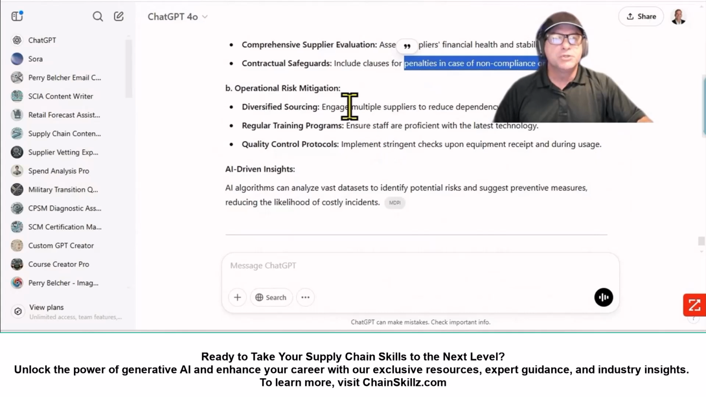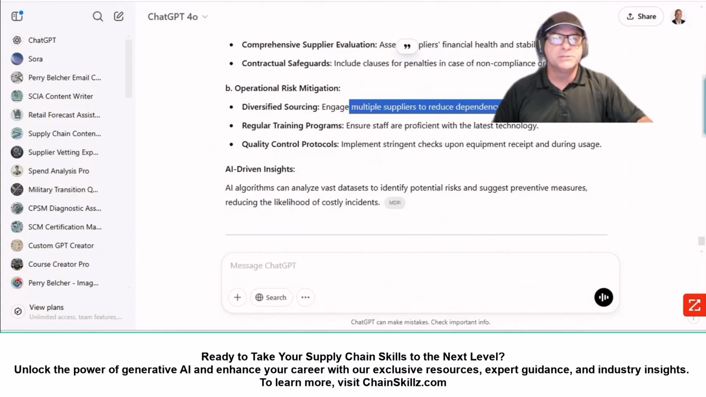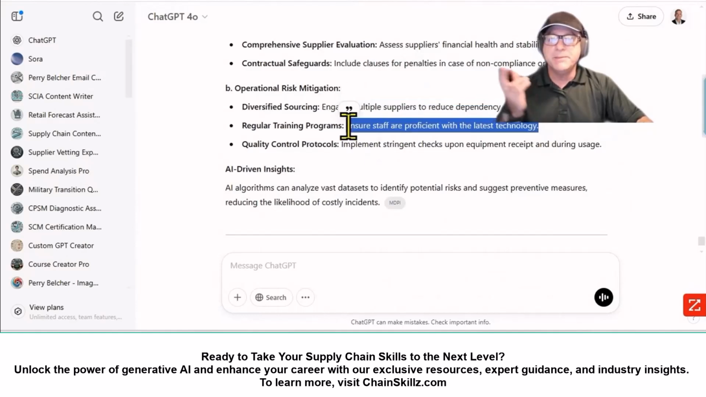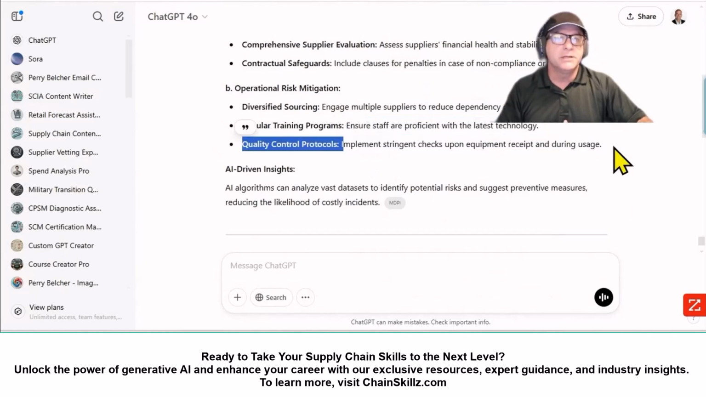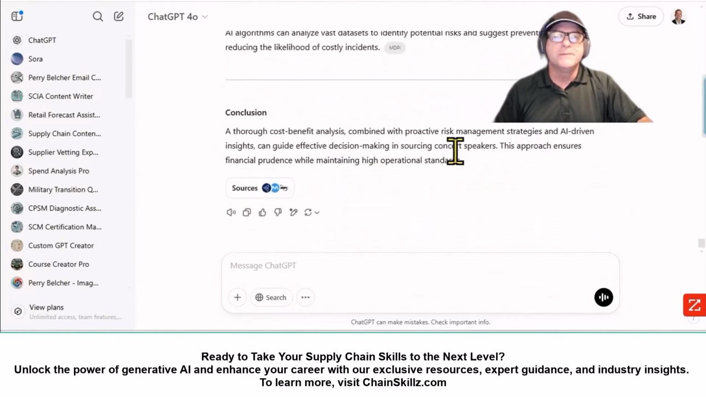All right. Multiple suppliers, reduce dependency on a single source. That's always good. We call that competition. Regular training. That may be something to consider putting in the contract, right? That annually they have to provide training, or whenever there's new equipment, they must provide training for the new equipment. Implement stringent checks upon equipment receipt and during usage. All right. Good to go.